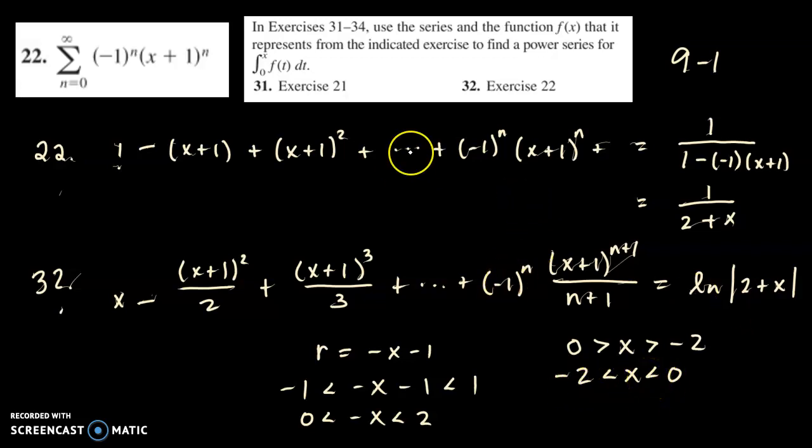And since 32 was based on 22, they have the same interval of convergence. And it's all based on that r value from the geometric series.